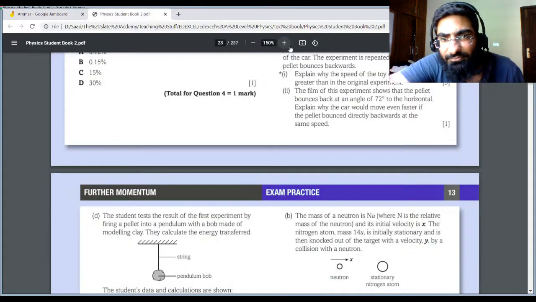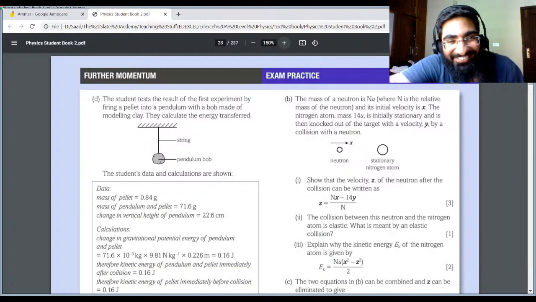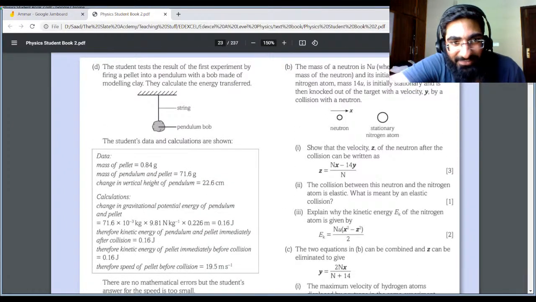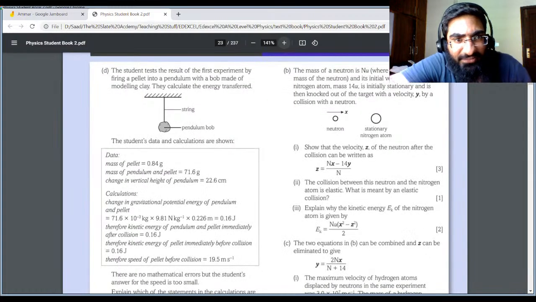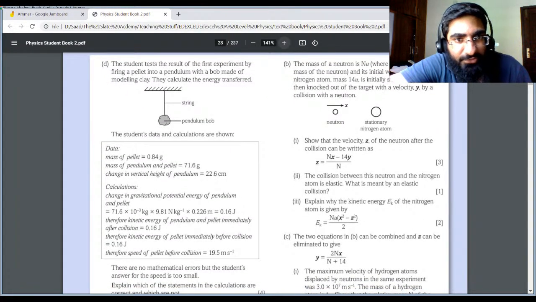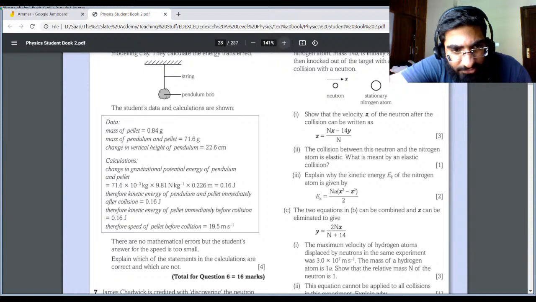Oh no, it's the same question. Now instead of a car, you have got a hanging mass, and the results. The student tests the results of the experiment by firing a pellet into a pendulum with a bob made of modelling clay. They calculate the energy transferred. There are no mathematical errors, but the student's answer for the speed is too small. Explain which statements in the calculation are correct and which statements are wrong.